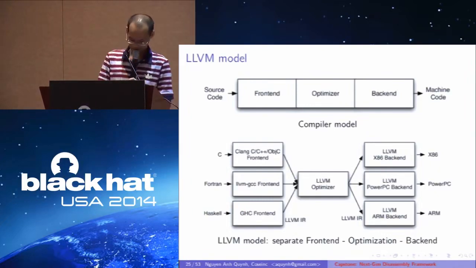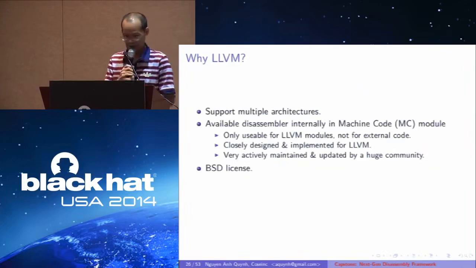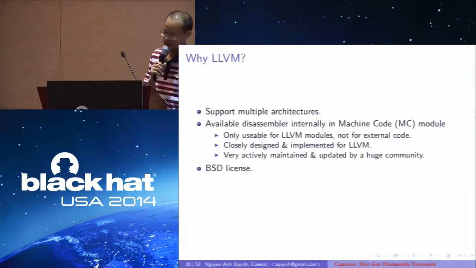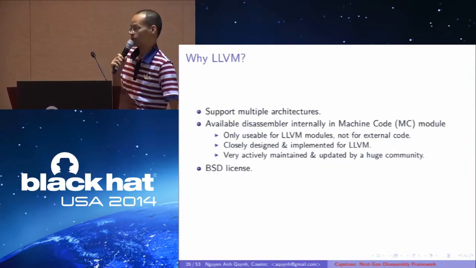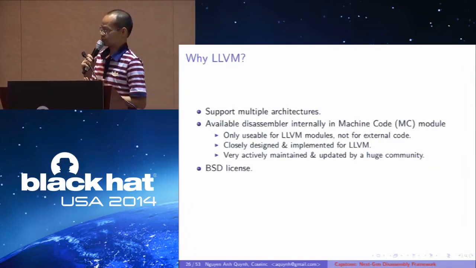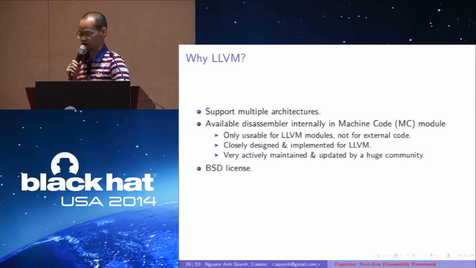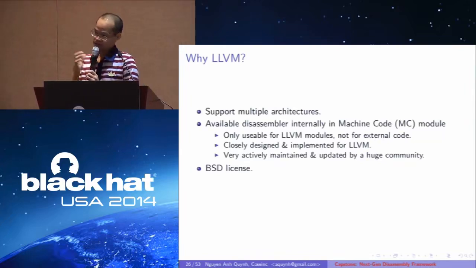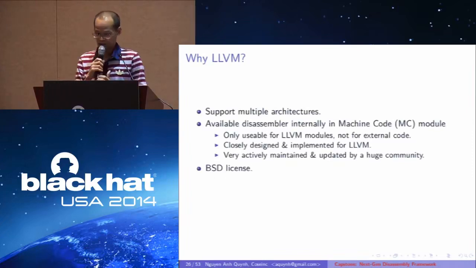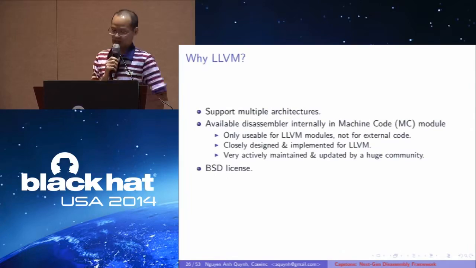So that's the model of LLVM. So the question is, why did I choose LLVM for Capstone? The reason is that LLVM already supported many architectures. And because inside LLVM they have a debugger, and to make the debugger work, they need a disassembly component inside, right? Which means inside LLVM they already have disassembler internals.